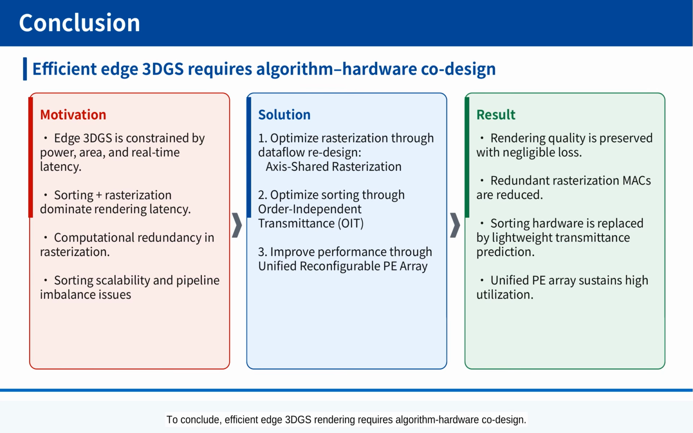To conclude, efficient edge 3DGS rendering requires algorithm-hardware co-design. We identify two main bottlenecks: redundant computation in rasterization and scalability plus imbalance issues in sorting. We address them with three techniques. Axis-shared rasterization removes redundant axis-dependent computation. Order-independent transmittance replaces explicit sorting with lightweight decay factor prediction. The unified reconfigurable PE array supports both rasterization and MLP inference with high utilization. Together, these techniques preserve rendering quality, reduce rasterization MACs, eliminate costly sorting hardware, and enable efficient 3DGS inference on edge devices.